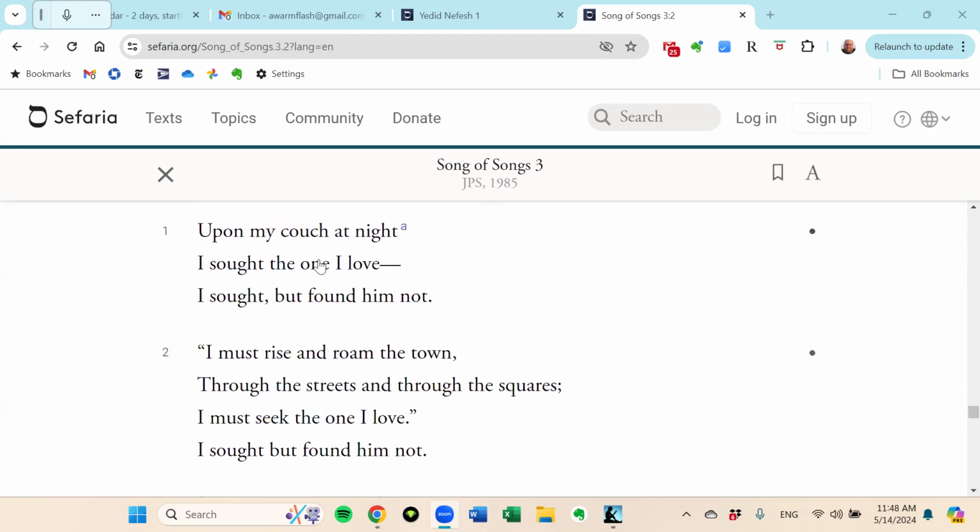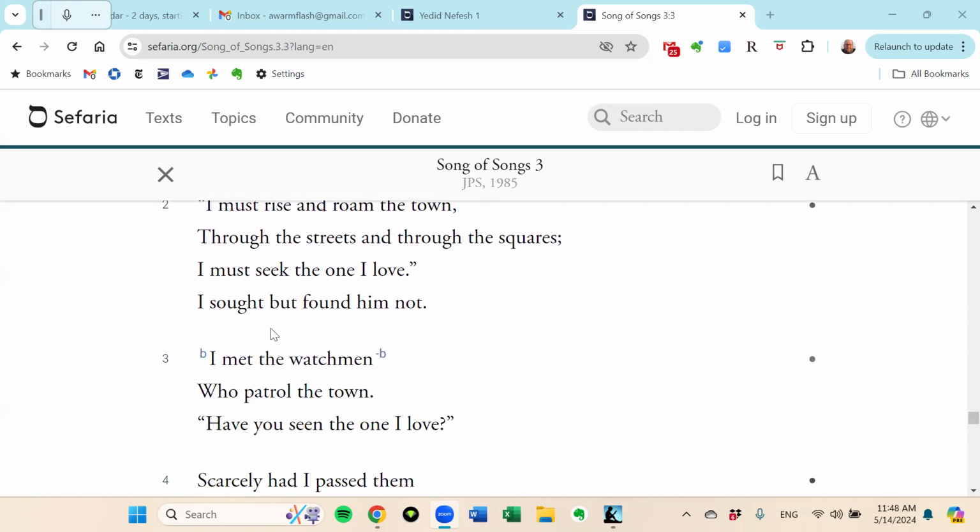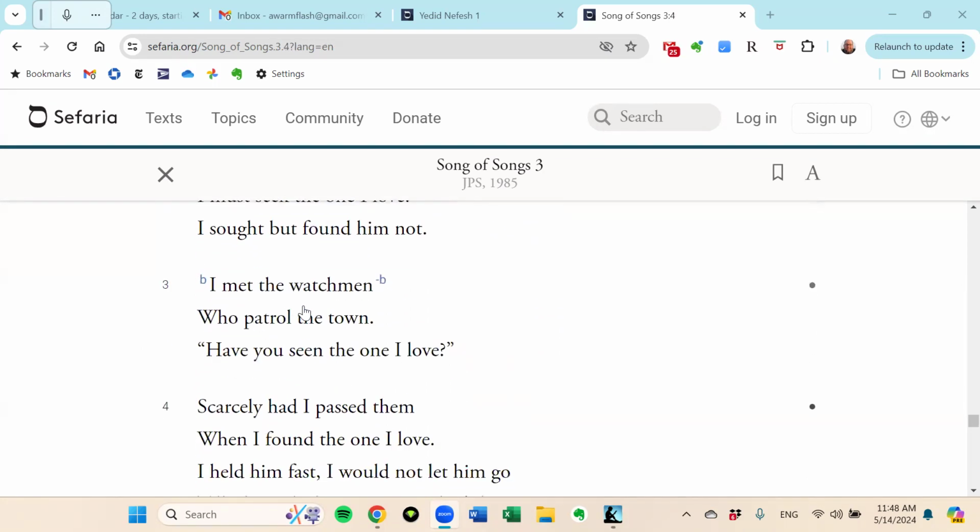"On my couch at night, I sought the one I love. I sought him, but did not find him. I must rise and roam the town, through the streets and through the squares. I must seek him." But I found him not. She's out in the streets now. She wants him. It's dangerous. You don't go around in the streets at night.